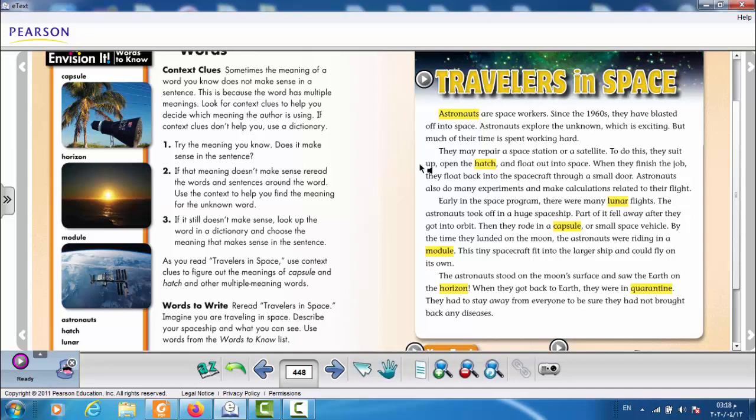Still in here, guys, the travelers in space, we have got the words again. I'll repeat the words for you again. The first one is astronauts. The second one, hatch, lunar, capsule, module, horizon, quarantine. Those are the words, guys.